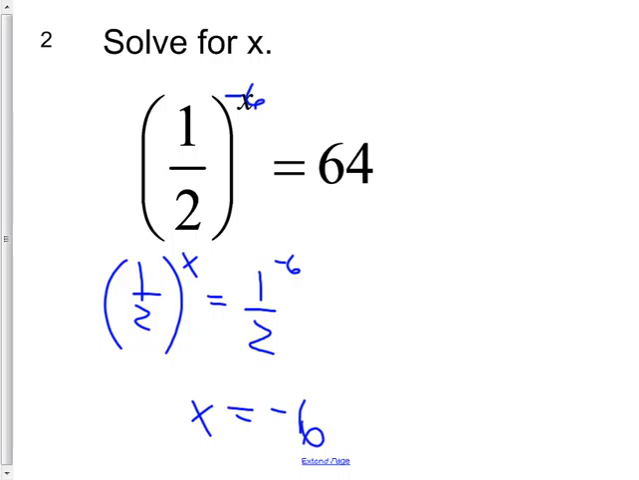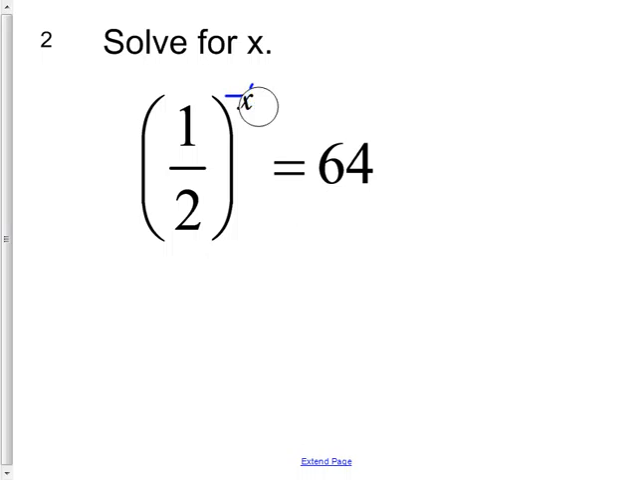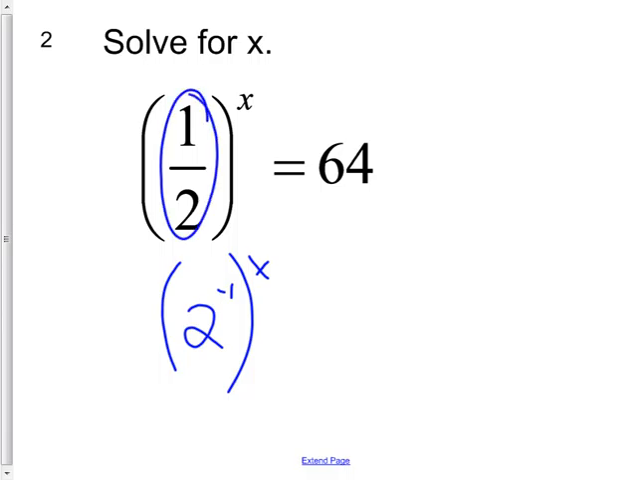It's right. All right. Now there's another way to do this. Some kids like to put everything to a simple base. Do you get, I could rewrite 1/2 as 2 to the -1. Then that's still to the x power. Try to absorb what I just did there. I just rewrote this as 2 to the -1. Then I'm going to rewrite the 64 as 2 to the, what did we figure that one was? 6th.